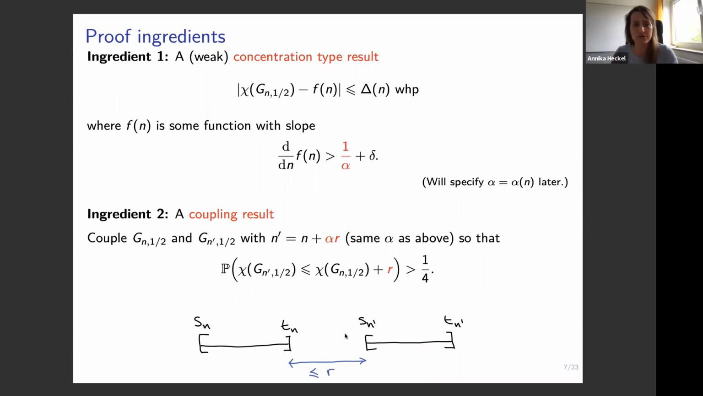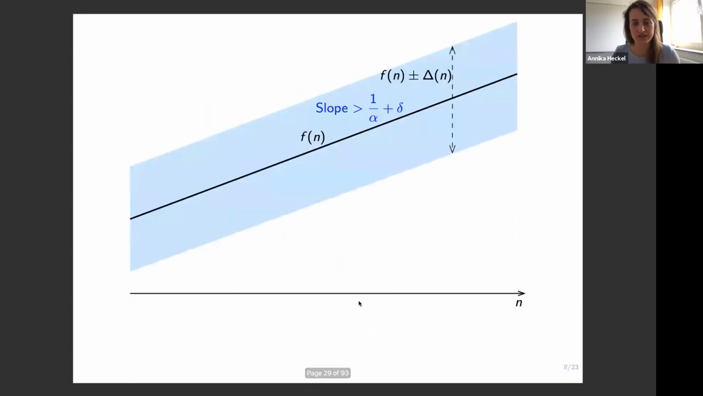So how do we put these two ingredients together to show non-concentration? That's best seen in a picture. The weak concentration type result is shown in this blue band. We've got a function f of n. It has a slope which is bigger than 1 over alpha. And the chromatic number is, with high probability, somewhere within this blue band: f of n plus or minus some error term, delta of n.